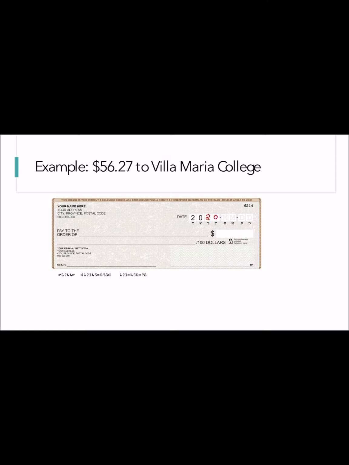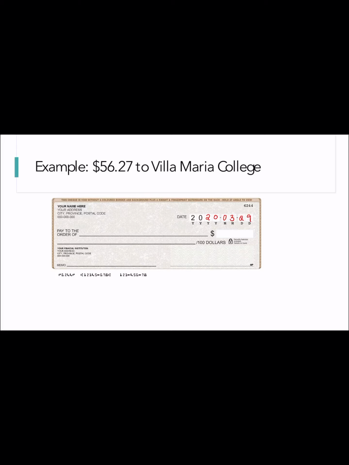So remember, always write your check in pen, right? Don't use pencil. I can always erase it out and change the number. Okay, so what month is it? March, so it's the third month. What day is it? It's the 29th. So you write 29 here.